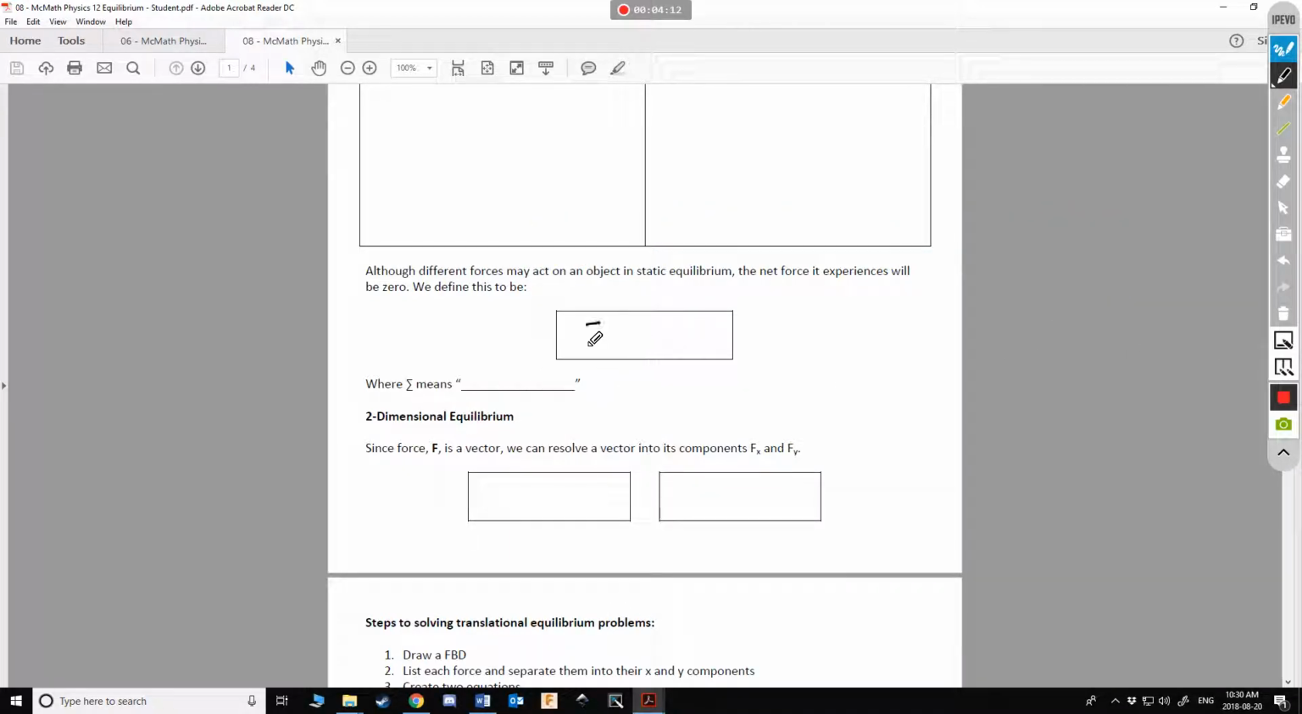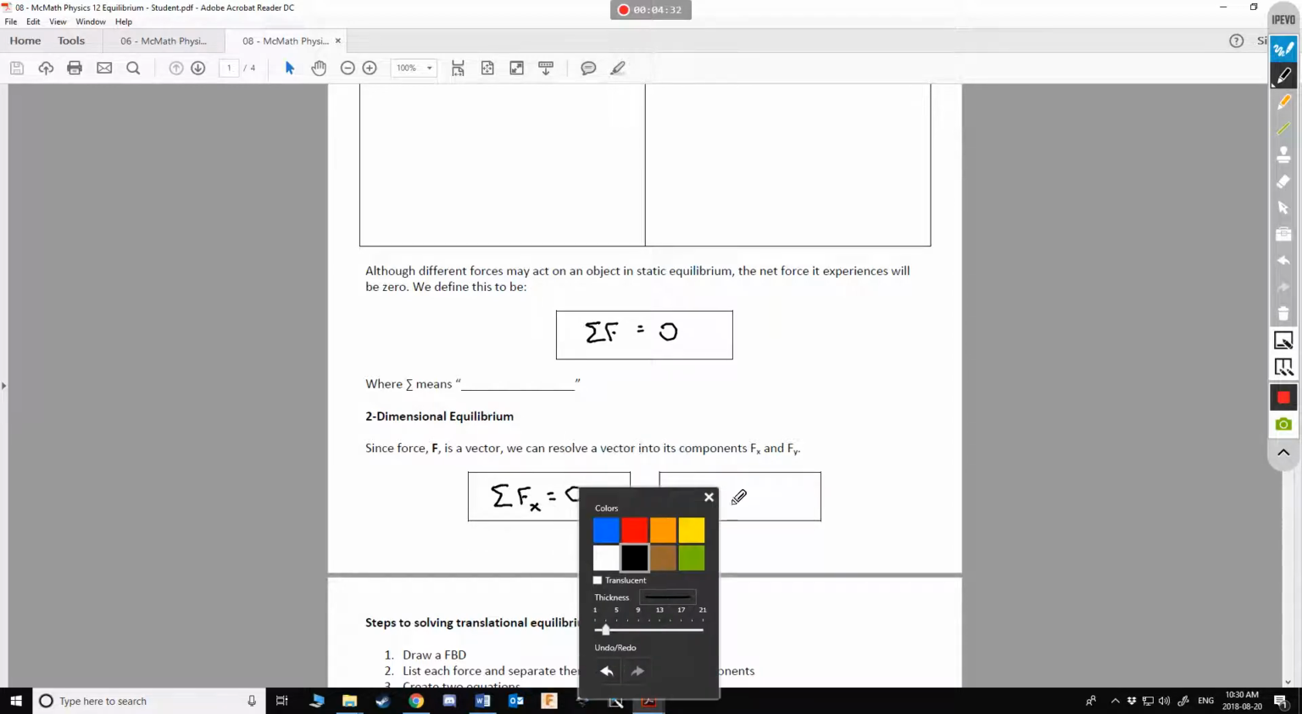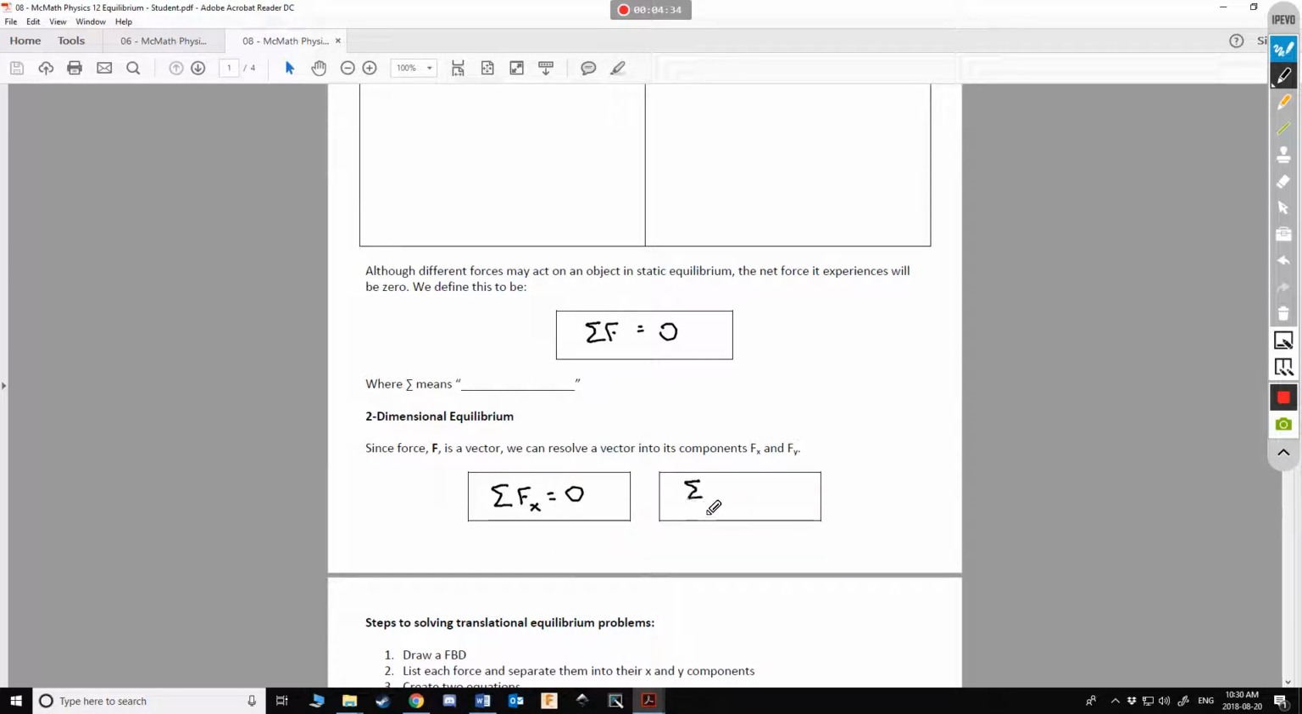So we said that the sum of the forces must equal zero. However, we can be more specific. It's just like we saw for vectors. Any two-dimensional vector can be separated into its x and y components. So more specifically, we're going to say the sum of the forces in the x direction must equal zero, and the sum of the forces in the y direction must equal zero. Now we can add units for forces, Newtons, if we want. There we go.